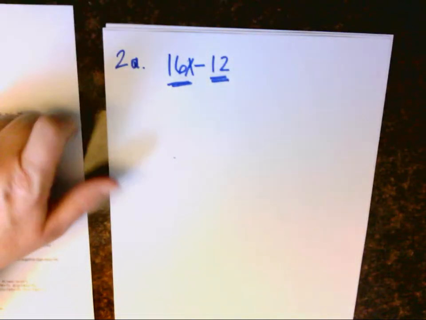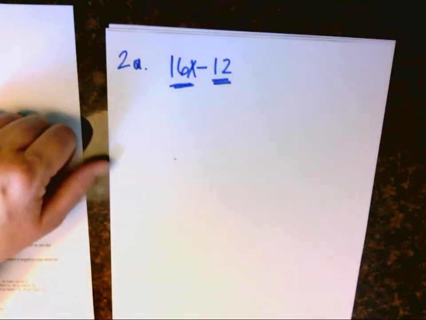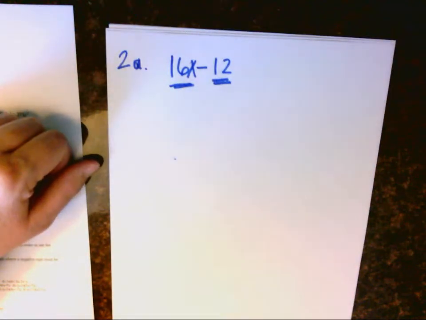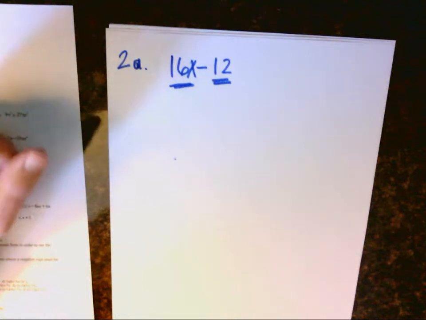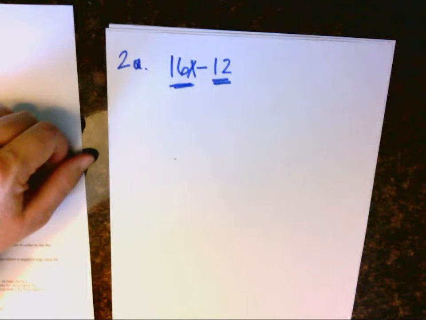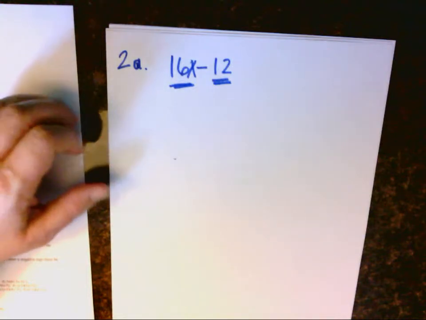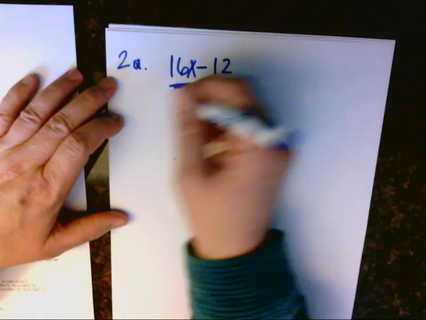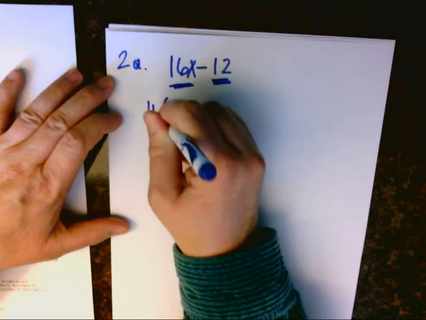Well, it can't be x because x is only in one of them. So we look at what number will divide 16 and 12 without a remainder. What's the biggest number that will divide? 2 will divide them both, but that's not the biggest. 4 will divide them both, right? 4 is the largest one. So we're going to factor out a 4.